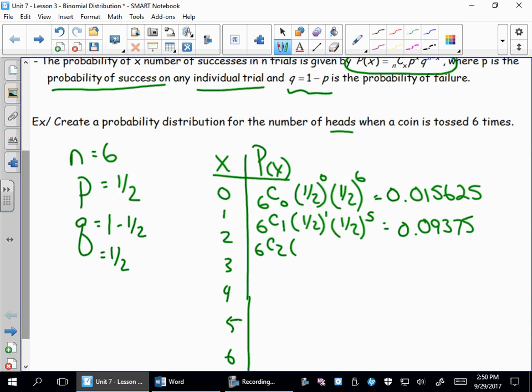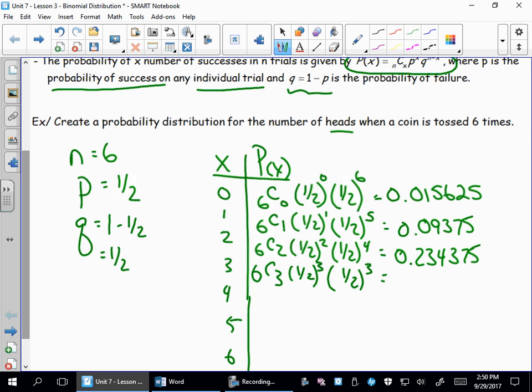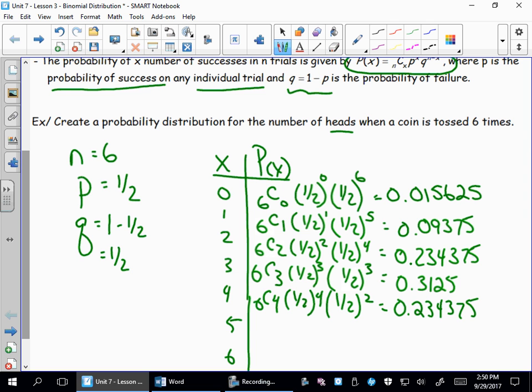I want 2 successes. The likelihood of success is 1/2 twice. I want to fail 4 times. And we get 0.234375. And then the next one, 3 successes. Success happens 3 times. Failure happens 3 times. And we get 0.3125. All right, 4 successes. I want 4 successes. I want 2 failures. It turns out for this one, it's 0.234375, which we've seen already.